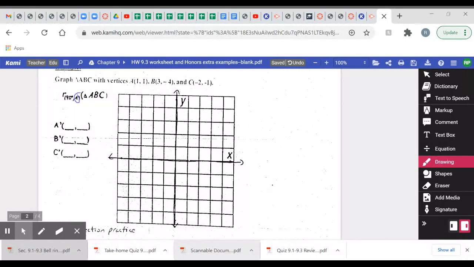All right, so let's go ahead and plot our points first. I can see A is at 1, 1. I like to say where the origin is too. Sometimes it is easy to lose track of where it is, so sometimes I'll put a 0 by it or a star there. B is at 3, negative 4. And C is at negative 2, negative 1. Okay, so I'm going to go ahead and draw that original triangle.